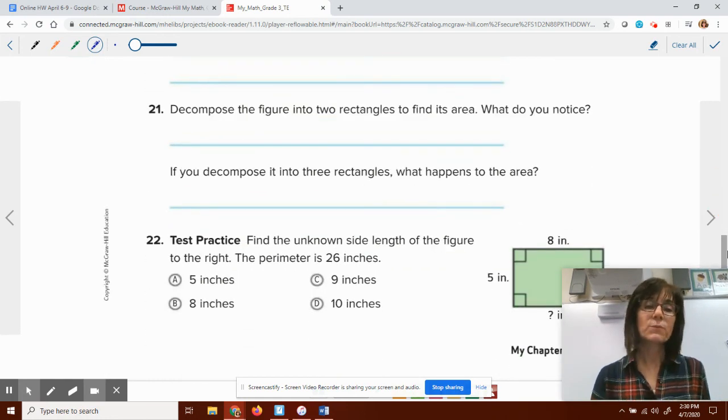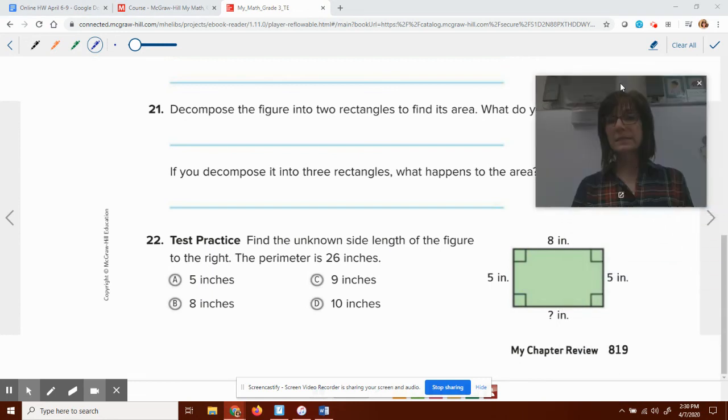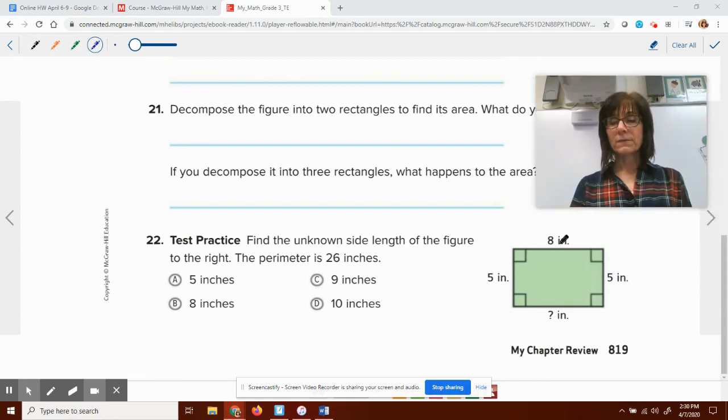And then your test practice is find the unknown side length of the figure to the right. The perimeter is 26. So again, when you have something like this, I know if this is 8 and I have a true rectangle, my sides are parallel and my other 2 sides are parallel. So chances are you can get what this is pretty easily.